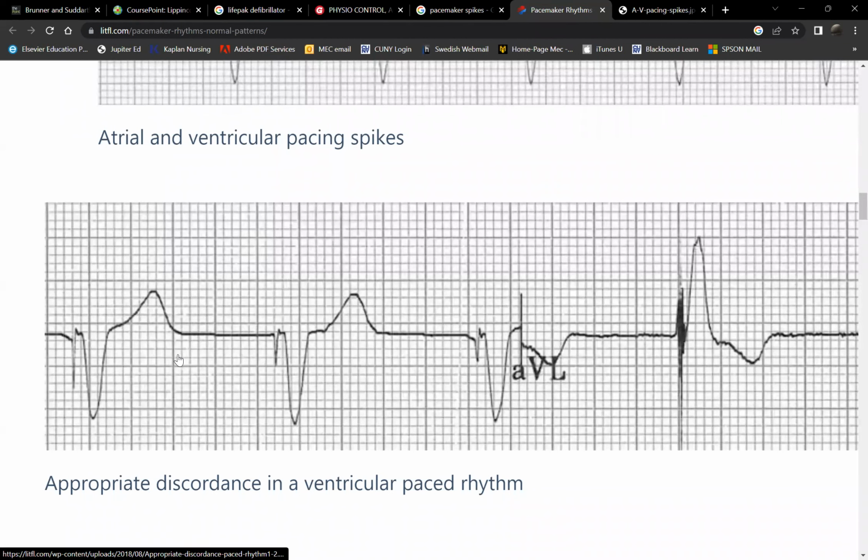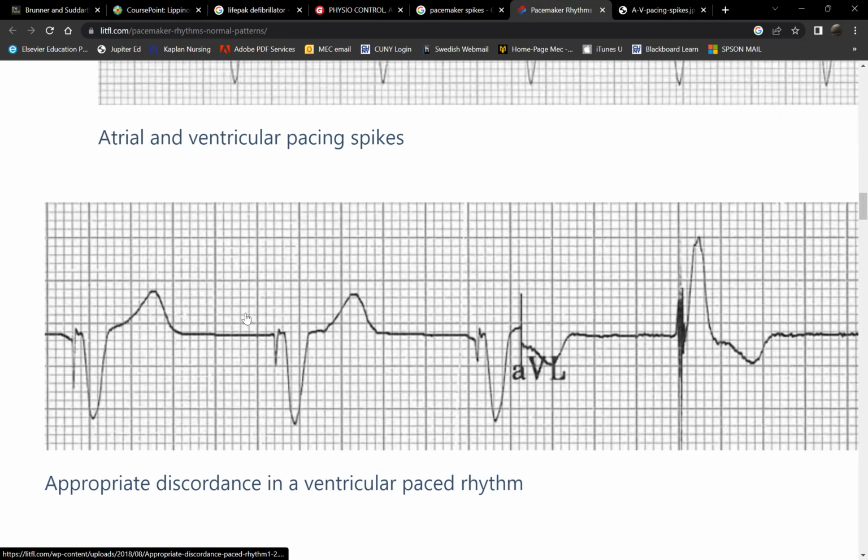This is most likely lead AVF. No, AVL, sorry. It's AVL. So this is what you'll see. It's upside down because it's AVL. It's the left leg. But if this is in lead 2, this will be up. So instead of a P wave, you'll see a pacemaker spike.